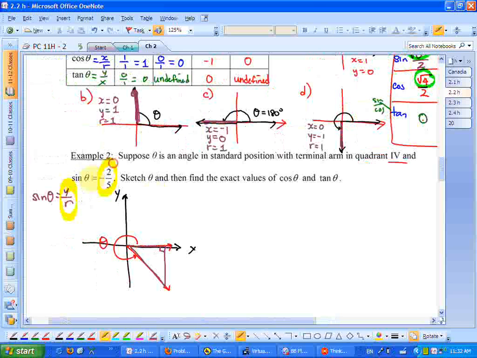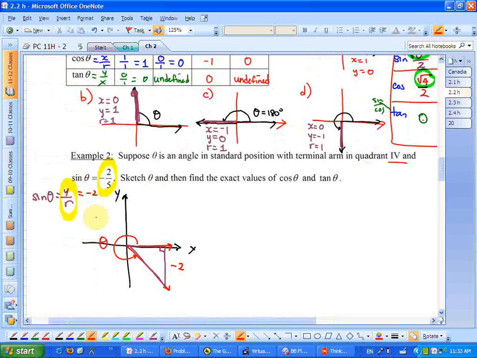Can someone tell me what the y value is? Is it 2 or negative 2? Who says 2? Who says negative 2? It should be negative 2, because look, your y value is below and it's downward. So the y value here is negative 2. So note y is negative 2.